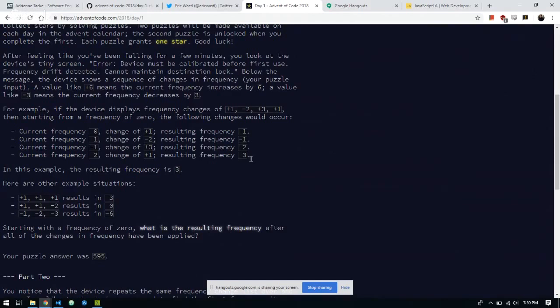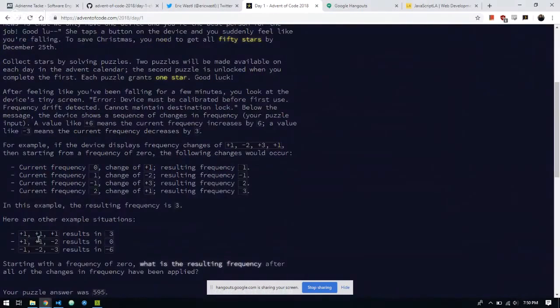In this way, and these are the first puzzles, it's already kickstarting your brain. It's your nudge to say this is how you should be thinking of solving this particular problem. This is how, when you get these inputs, you should deal with getting your output. And it continues on telling you what the resulting frequency is. For this particular example, resulting frequency is 3. And here are other example situations. So +1, +1, +1. If that's your test input, your output should be 3.